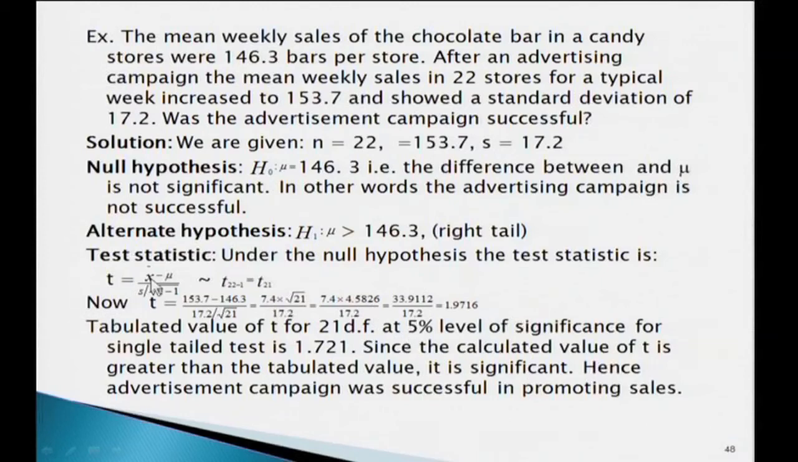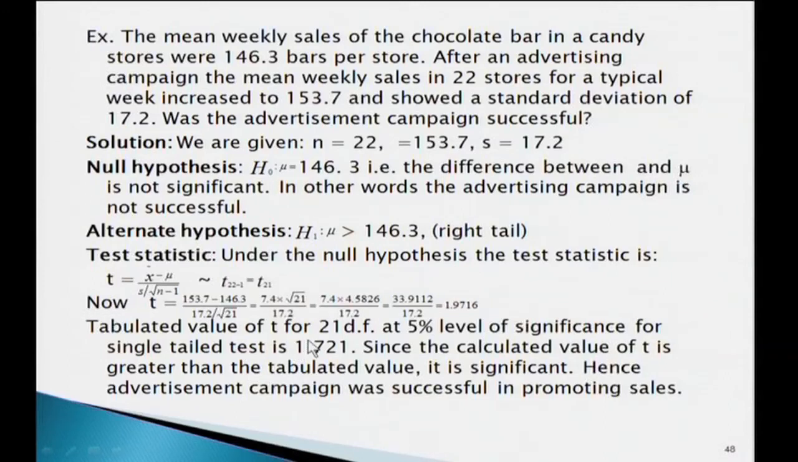T value again you can calculate: x bar minus mu by s by root n minus 1, follows a t distribution with sample size 22, so 21 degrees of freedom. So, the t value you can calculate. My recommendation is that you just pause it here and calculate yourself and later on verify whether you are able to reach the same value, you are able to follow the same procedure without any support. If you are able to do that, you will feel confident you can handle such questions independently later on also.